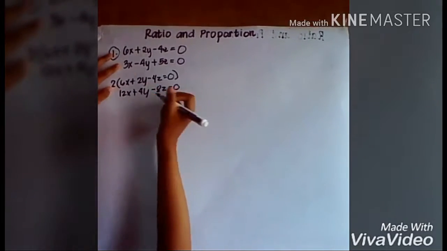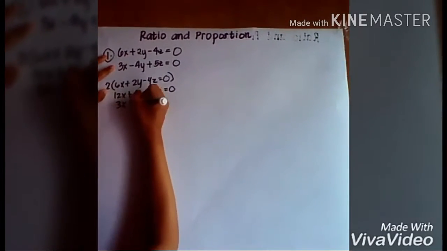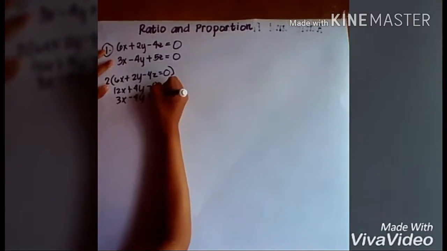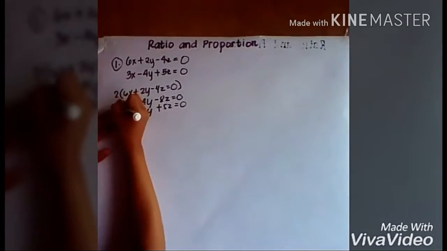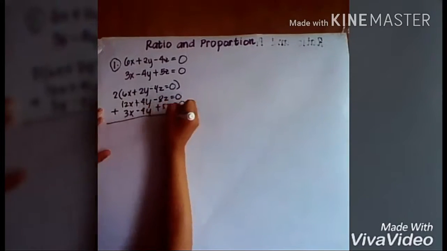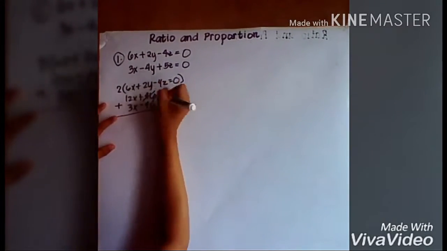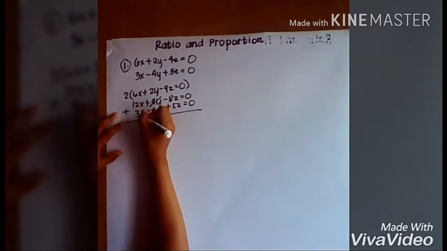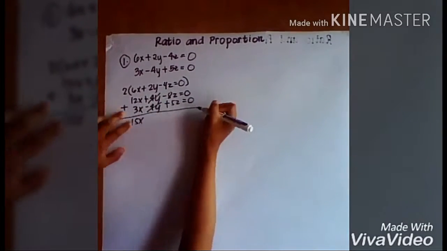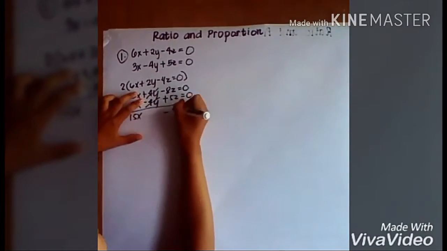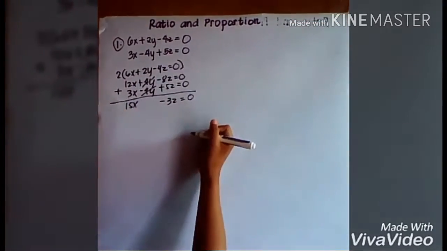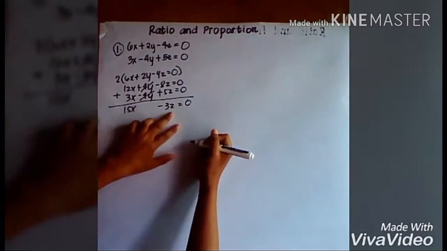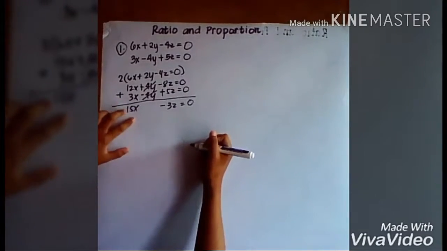So bring down the second equation: 3x minus 4y plus 5z is equal to 0. So you are going to add this. It's easy to cancel now the 4y. So 12 plus 3, 15x, and negative 8 plus 5, negative 3z is equal to 0. So now we are going to find x and z.